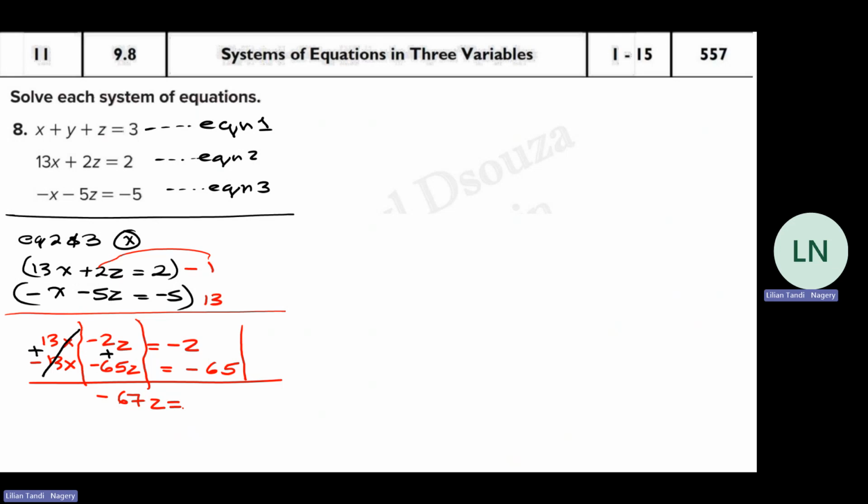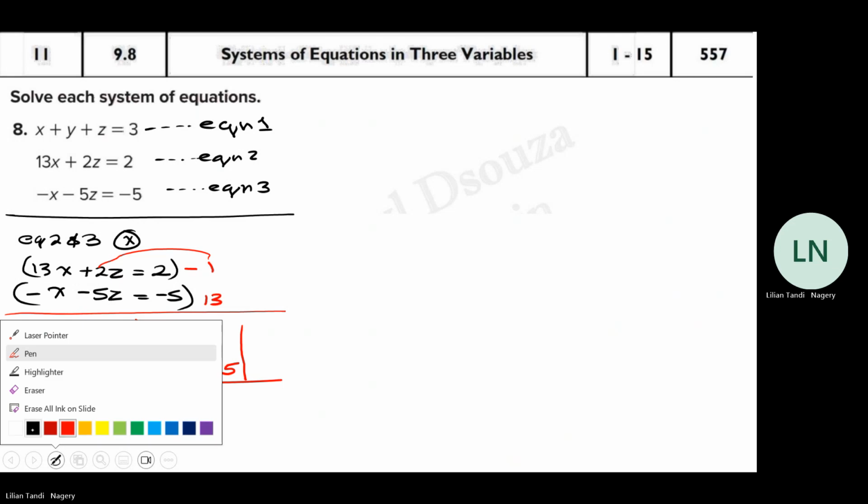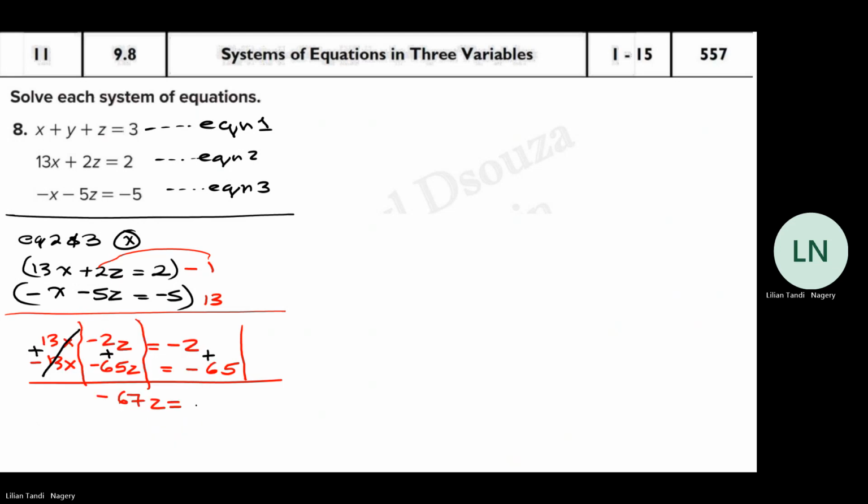Negative 67z. And here you're also adding. So you should get negative 67. You should get negative 67z. Then you divide by negative 67 on both sides. Z equals 1. Okay.